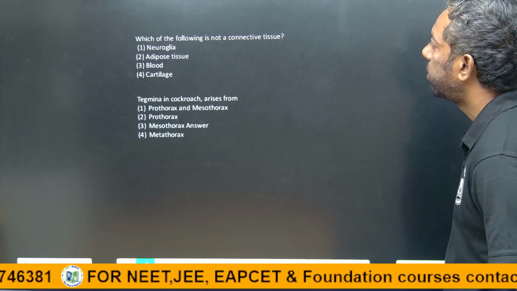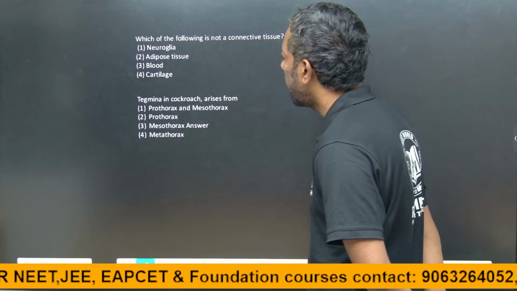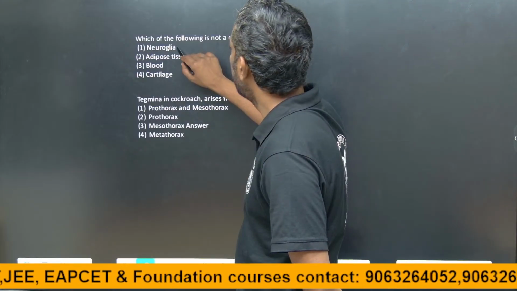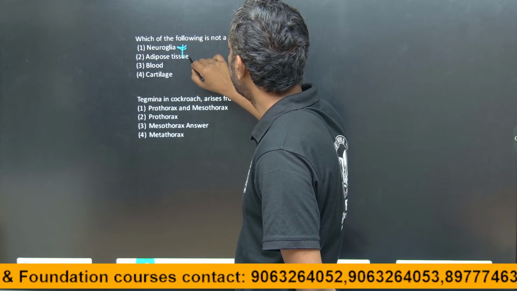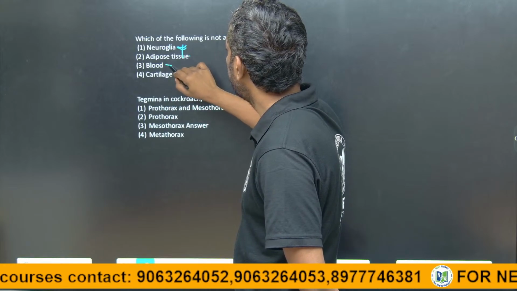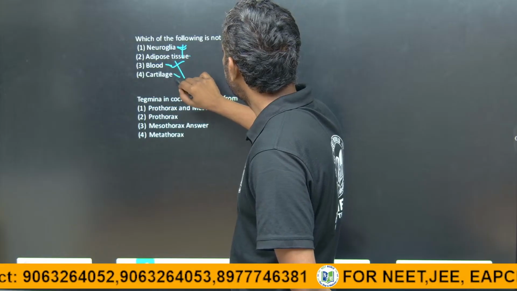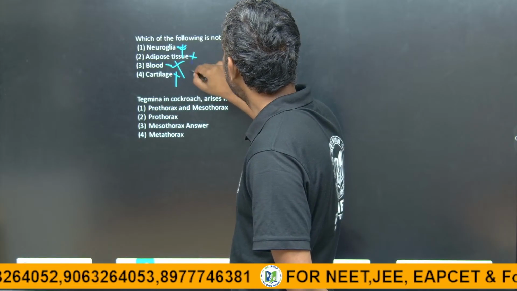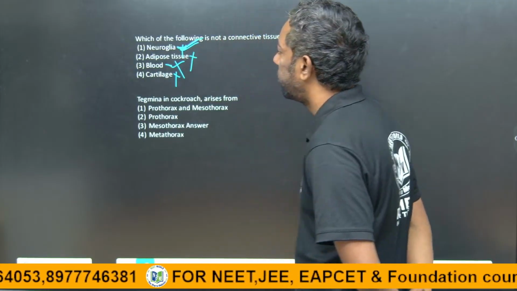Okay. Next, which of the following is not connective tissue? Neuroglia, it is the neural tissue, adipose tissue. Blood is connective tissue. Cartilage is connective tissue. Adipose is connective tissue. Neuroglia is not connective tissue.